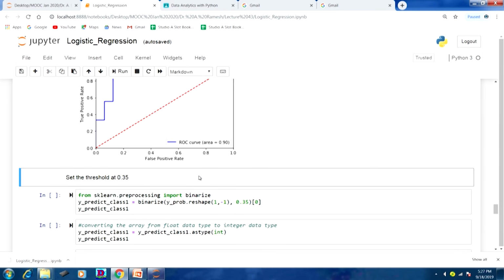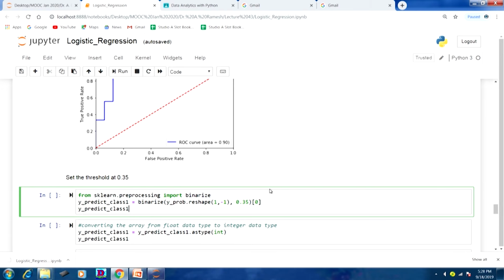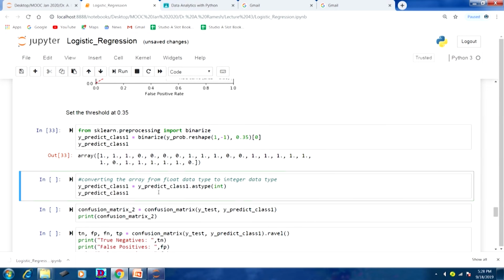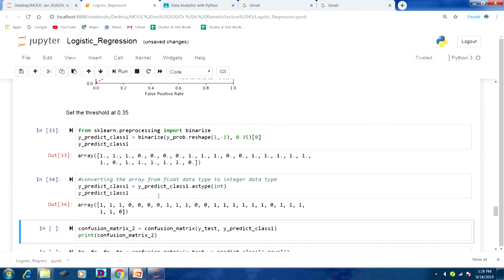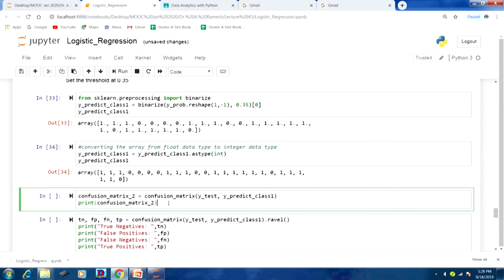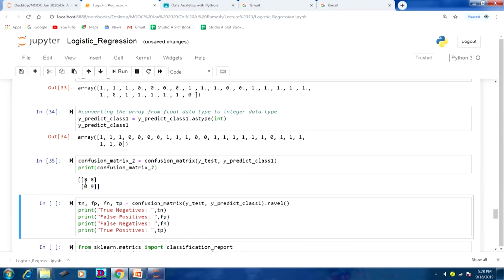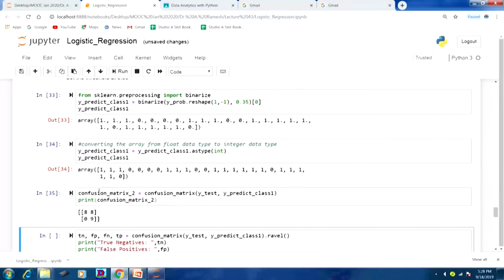Now, let us randomly give a different threshold value and see how the ROC curve appears. Suppose I have taken 0.35 as the threshold value. Let us see what the ROC curve is for this value. I have predicted values, then I need that value in integer form, so I have converted it to integer form. Then I am going to draw the confusion matrix. See here the confusion matrix: true negative is 8 and true positive is 9, because here the value is 0.35. So, if it is 0.35, there is a higher true positive count, that is 9.